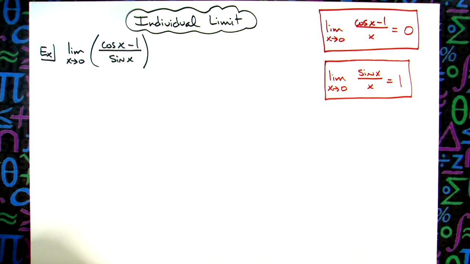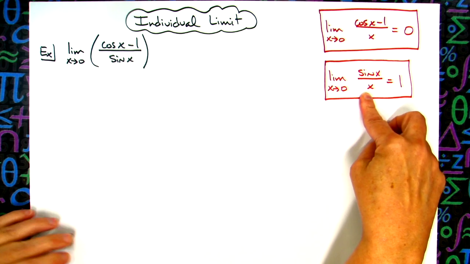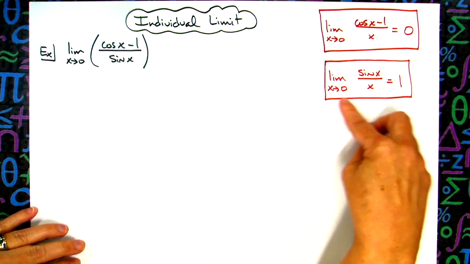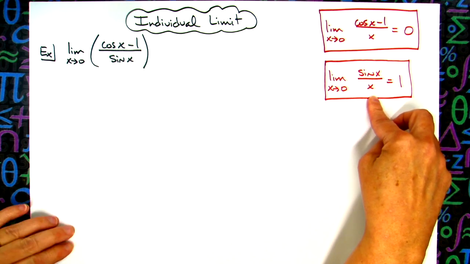All right, in this video, we're going to be taking a look at an individual limit. Now, over here, I have written two limits that we know to be true. If you're in a Calc 1 class, probably early on in your working limits, you have taken and proven that these two things are true.